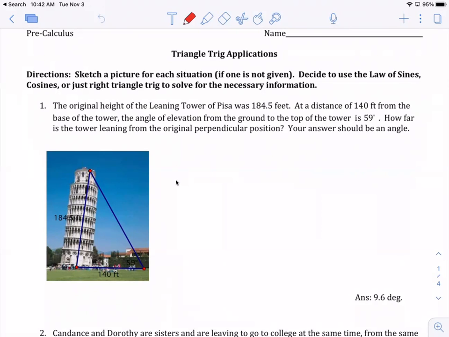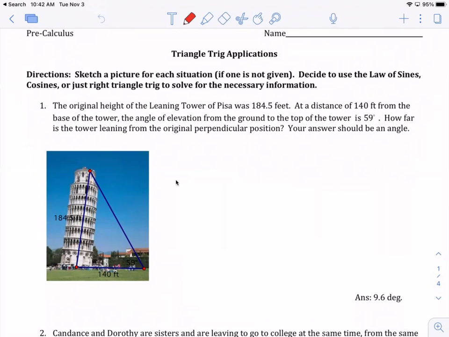Aria, will you read this first problem for us? The original height of the Leaning Tower of Pisa was 184.5 feet. At a distance of 140 feet from the base of the tower, the angle of elevation from the ground to the top of the tower is 59 degrees. How far is the tower leaning from the original perpendicular position? Your answer should be an angle.